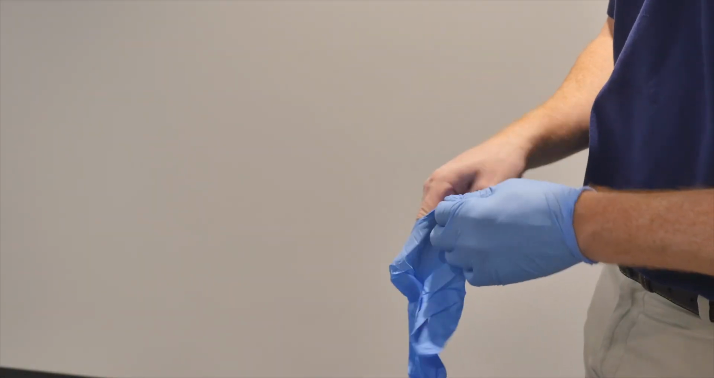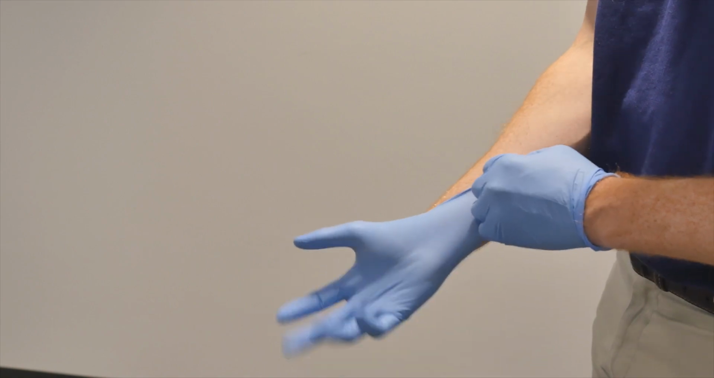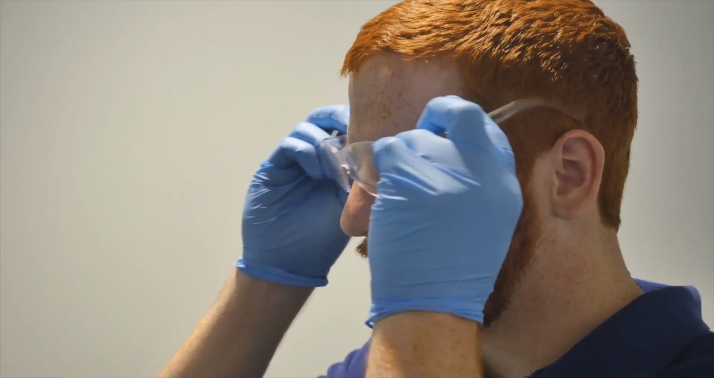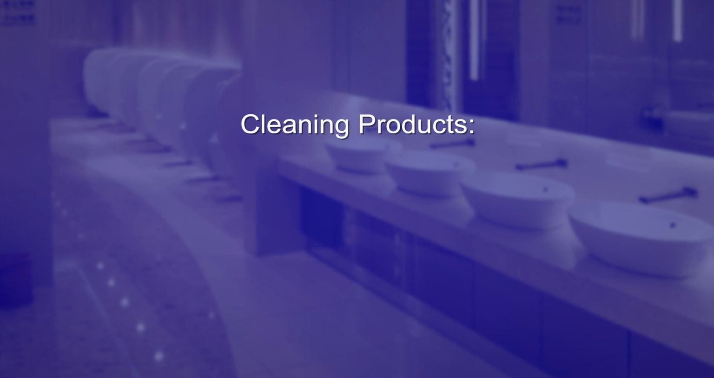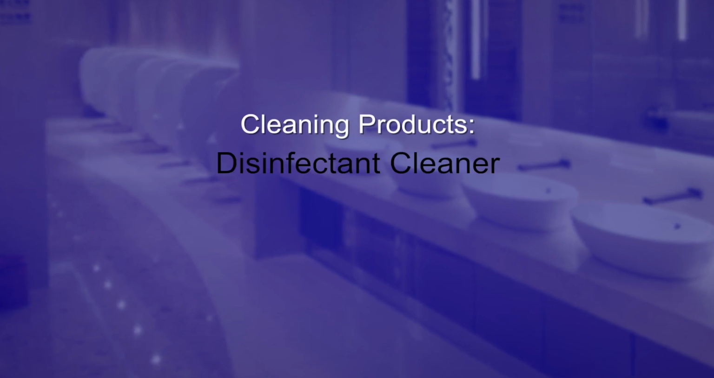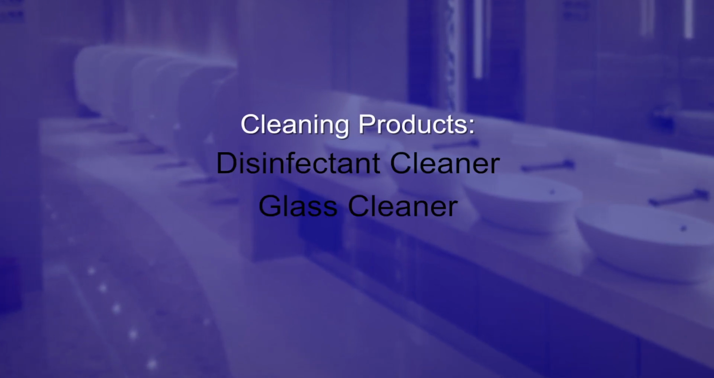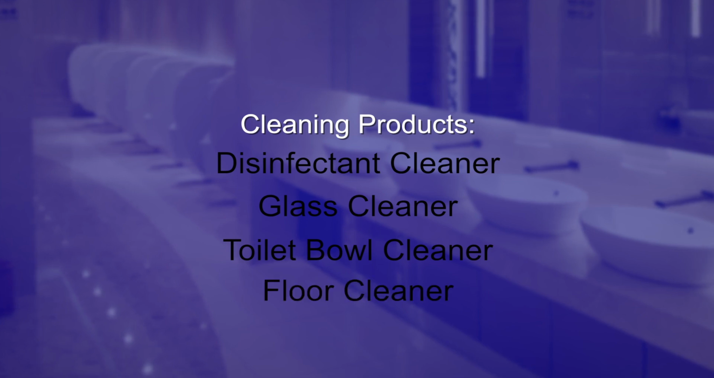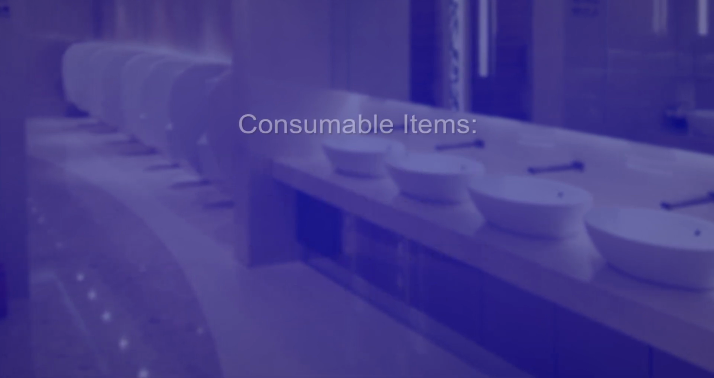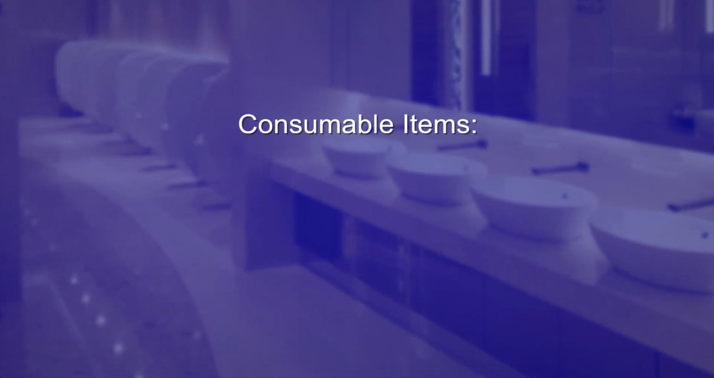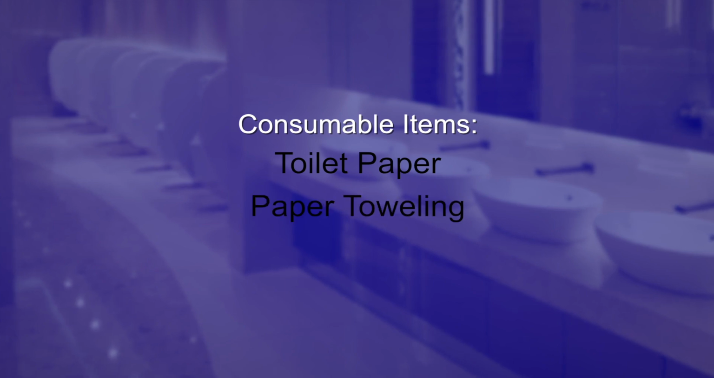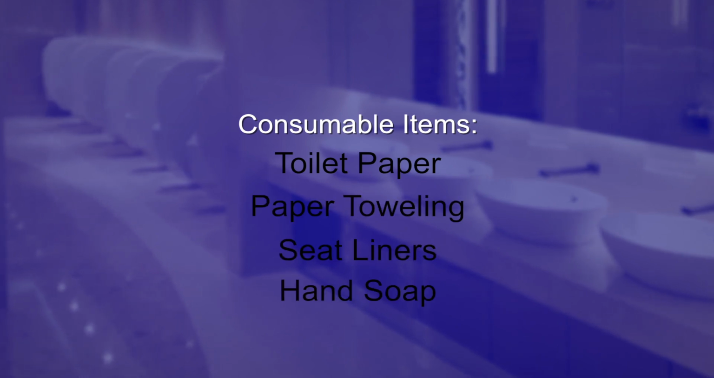To begin, put on the required personal protective equipment. Before you begin the cleaning process, gather the necessary cleaning products including disinfectant cleaner, glass cleaner, toilet bowl cleaner, and floor cleaner. Also, gather consumable items such as toilet paper, paper towels, seat liners, hand soap, and other consumable items that might be needed.